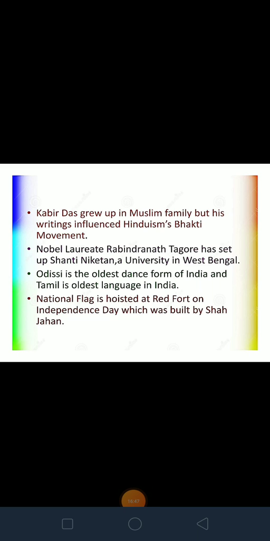National flag is hoisted at Red Fort on Independence Day, 15th of August. Red Fort was built by Shah Jahan. Shah Jahan was a Mughal emperor. That's all for today. Answer key will be shared soon and you can match all the spellings.